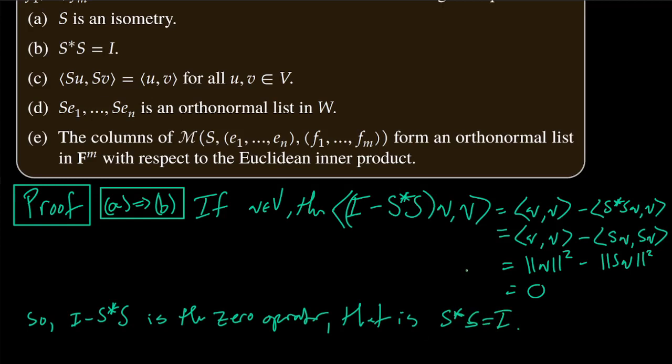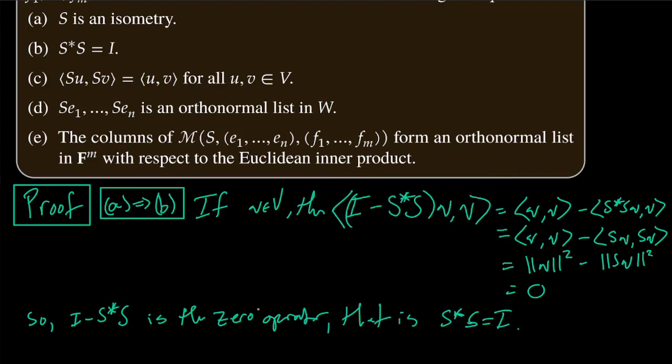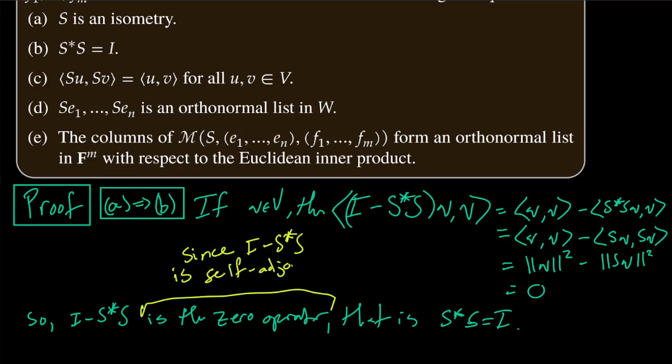Okay, why is this the 0 operator? So here, just to clarify that point. Since I minus S star S is self-adjoint and satisfies the inner product of (I minus S star S)v with v equals 0 for all v in V.